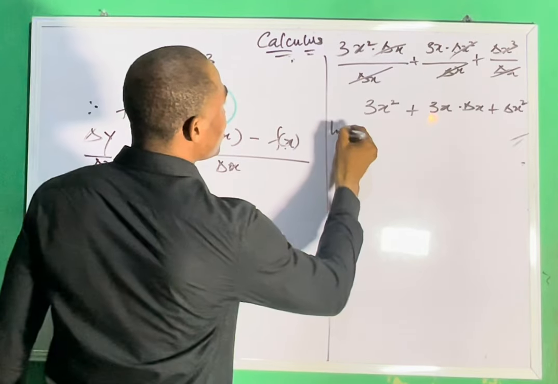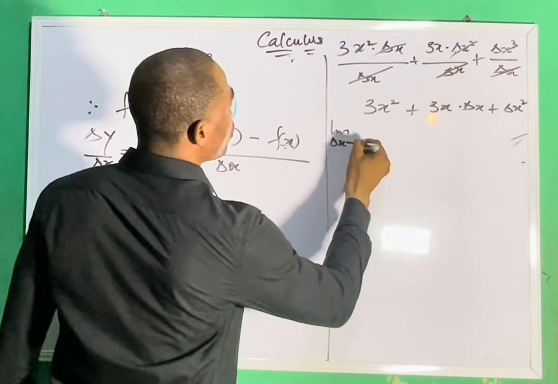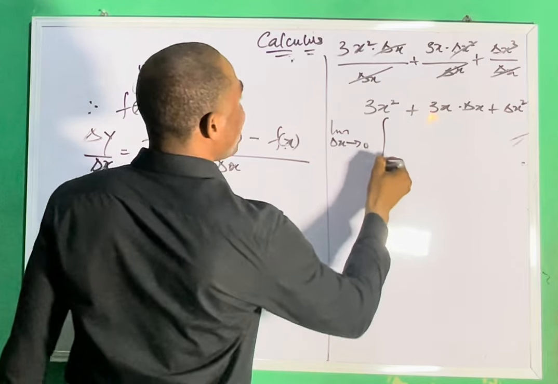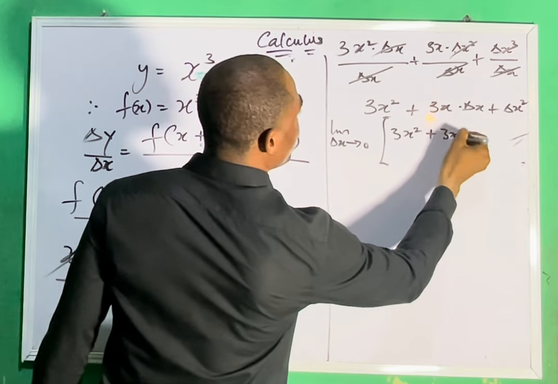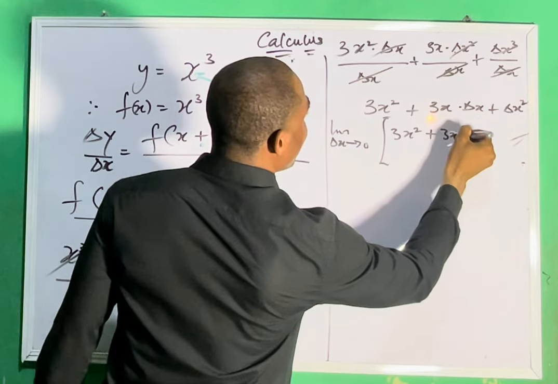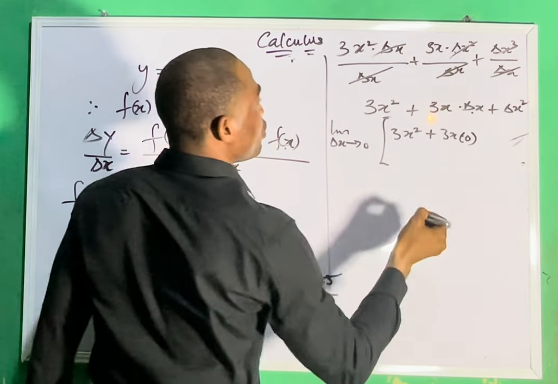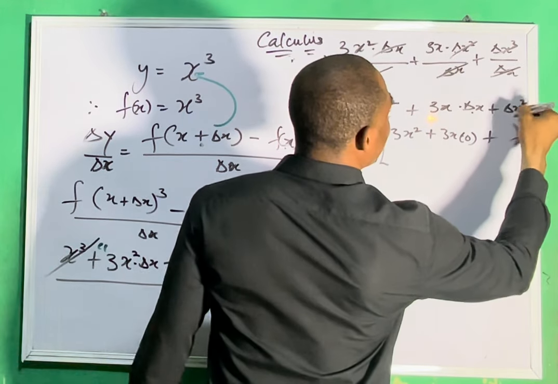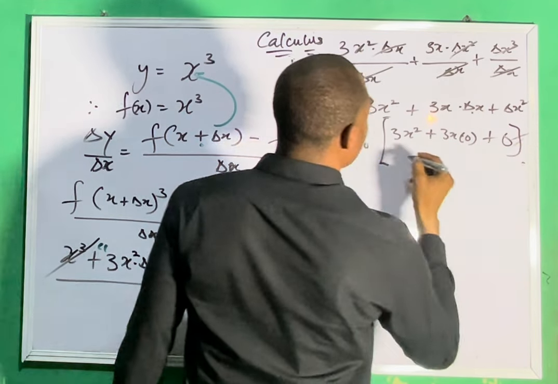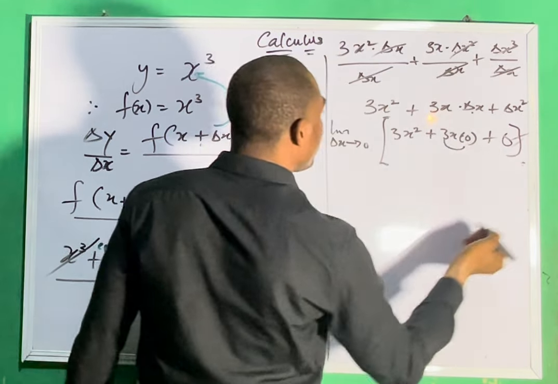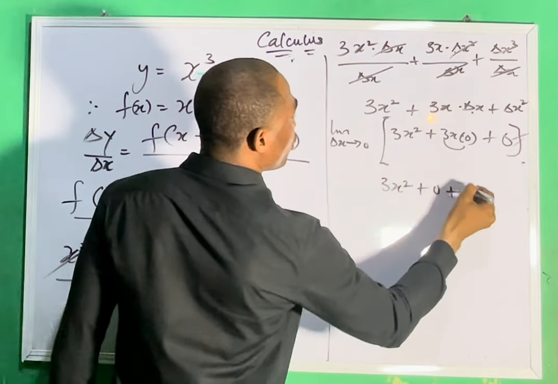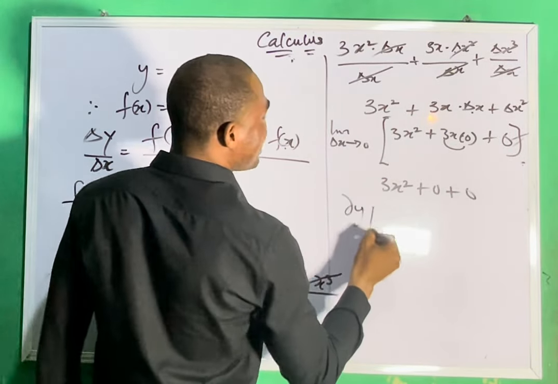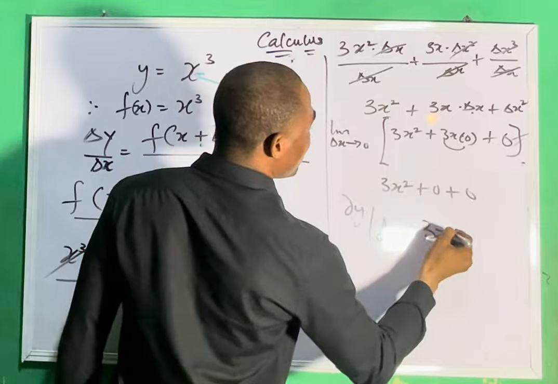So when we now introduce the limit that change in x tends to 0, that means anywhere there's change in x, we change it to 0. So 3x squared plus 3x multiplied by 0. This one has changed to 0. Then change in x squared is also now 0. So 3 times 0 will also give me 0. That means my final answer is 3x squared plus 0 plus 0. Then dy/dx for the final example is 3x squared.